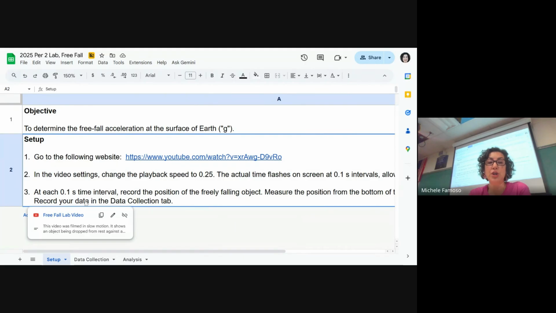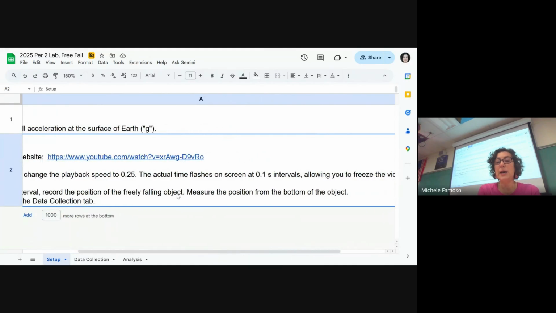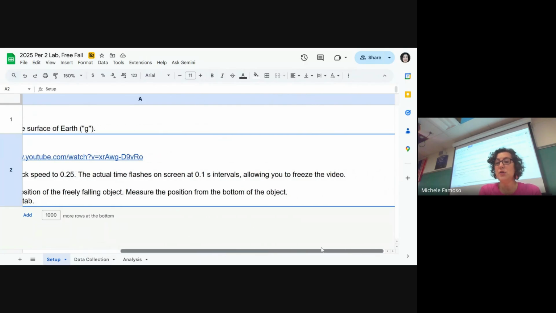The video is linked in YouTube. You don't have to open it up. I'll open it and we'll watch it together. We're going to collect the data together because it is hard to read the video, so I'm going to help you with that. We're going to change the video settings to 0.25. We'll see that at the bottom of the screen, time is going to flash at 0.1 second time intervals, which is going to allow us to freeze the video and then make position measurements.